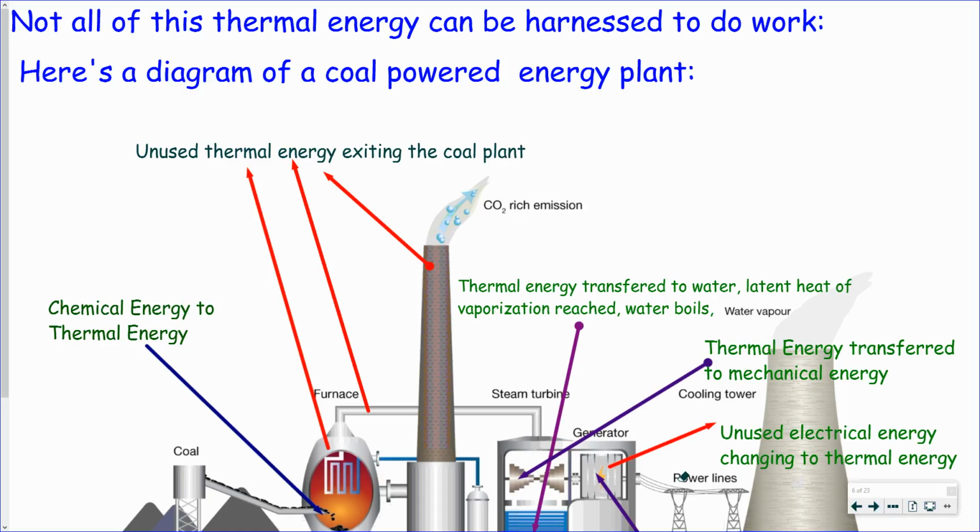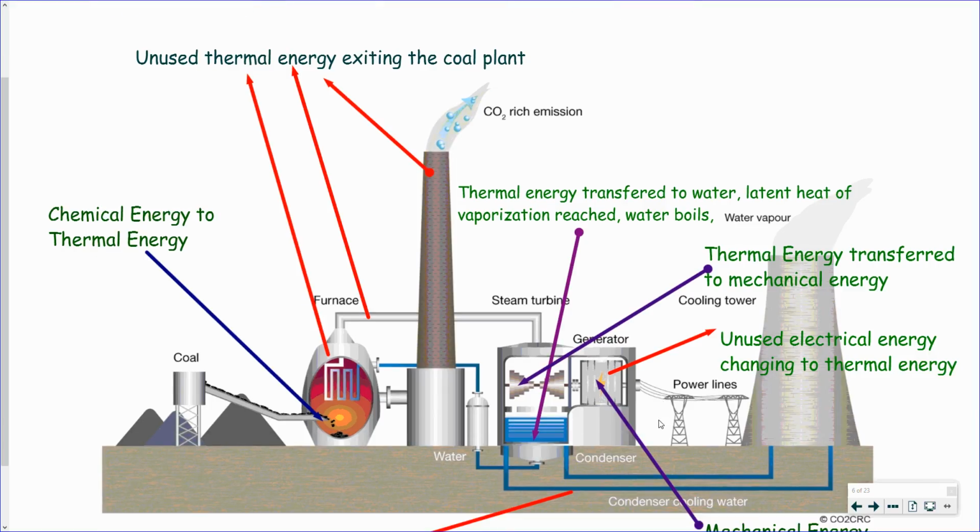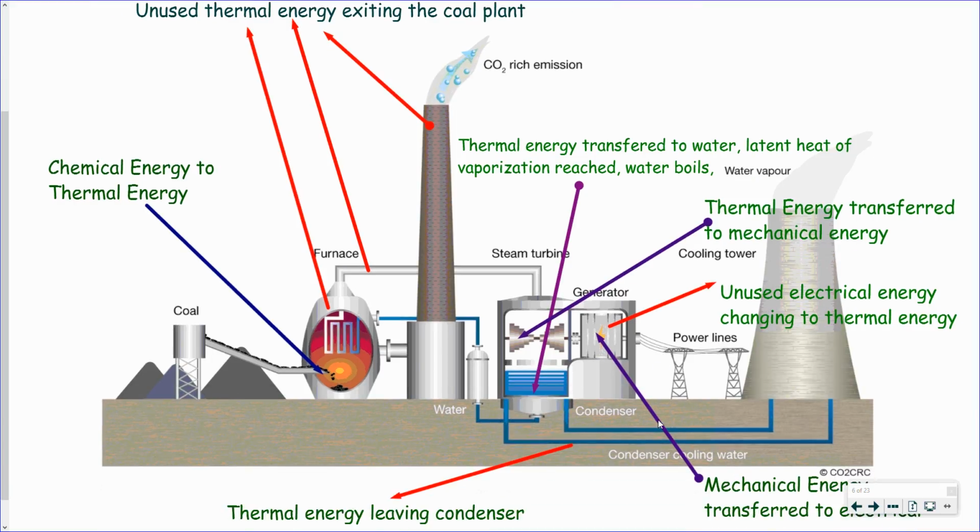However, not all of this thermal energy can be harnessed to do work. Here's a diagram of a coal-powered energy plant. I'm going to scroll down here, and what you're going to look at is all of the different energy transfers that happen when we use coal as a fuel. So here's our coal, goes from our conveyor belt into a massive furnace, and as the coal is burnt, you're transferring the coal's chemical potential energy to thermal energy.